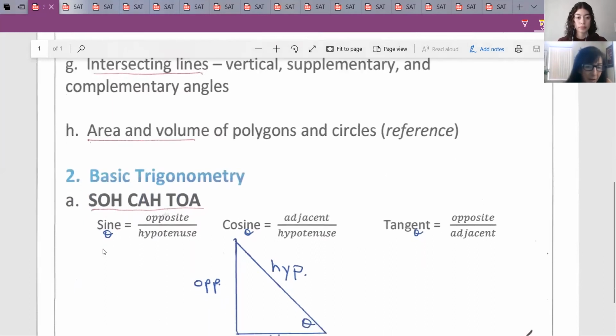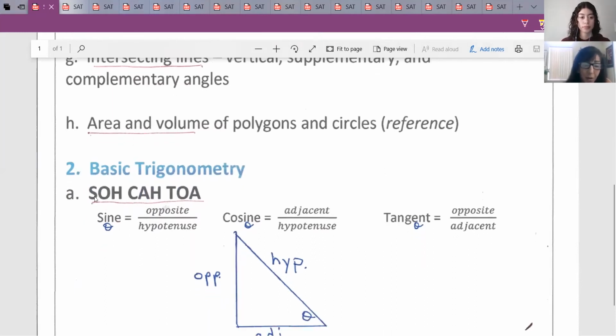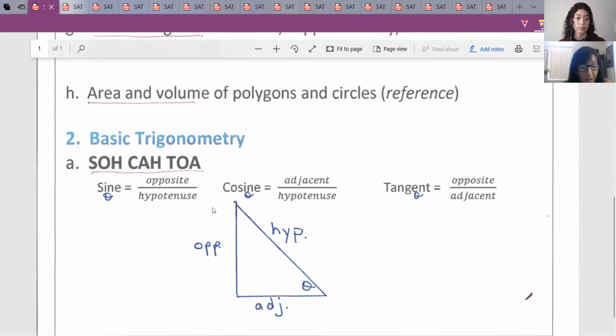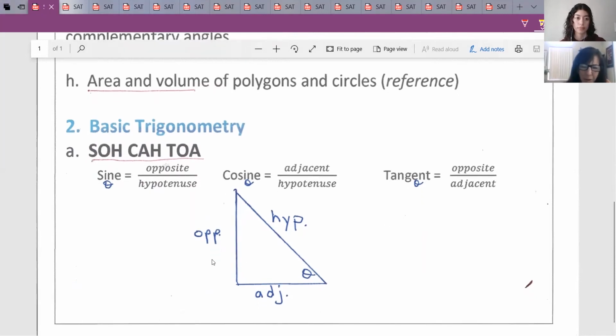The main thing you need to know is SOHCAHTOA. The meaning of sine, opposite over hypotenuse, cosine, adjacent over hypotenuse, tangent, opposite over adjacent, and utilizing that. That's pretty much it. A couple of laws. I will try to point to one of them in our question examples.